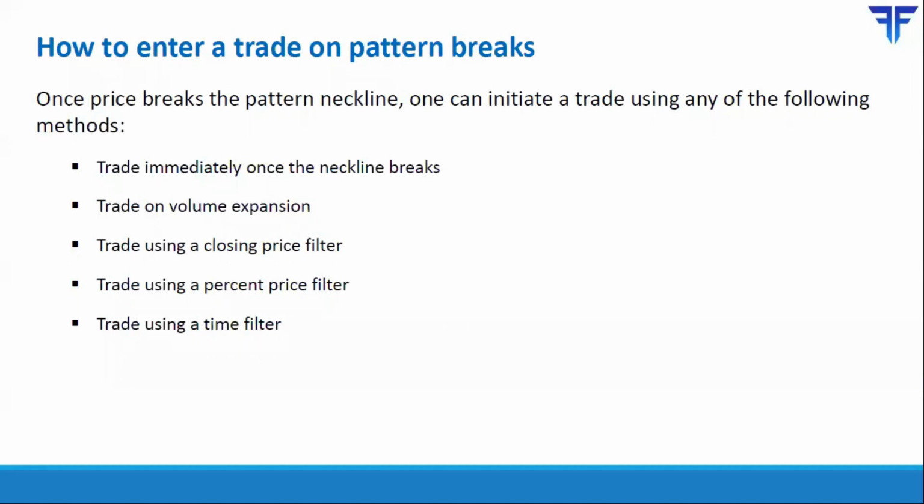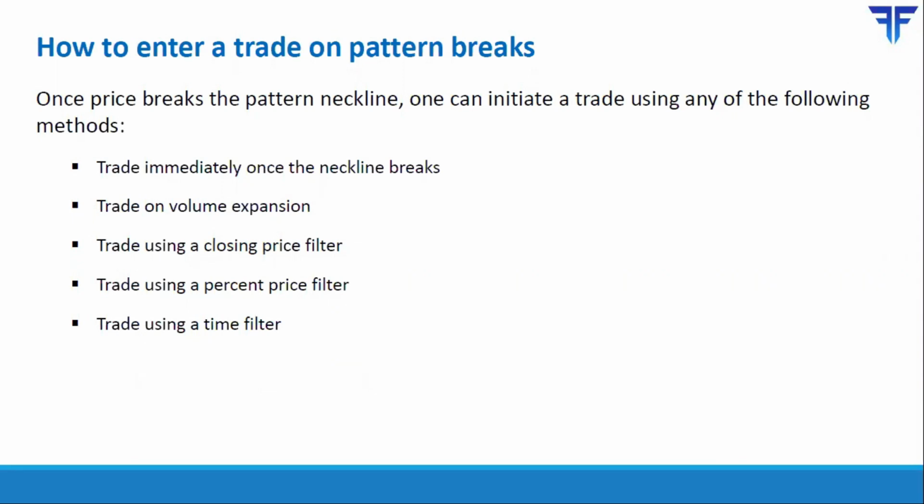The third way of entering a pattern break is to use a closing price filter. So you would not buy or sell immediately after the pattern is broken, but rather you'd wait for the closing of that candle or bar to be above the neckline in case of a buy pattern, or below the neckline in case of a sell pattern. So you'll wait for the candle to close before deciding to either buy or sell.